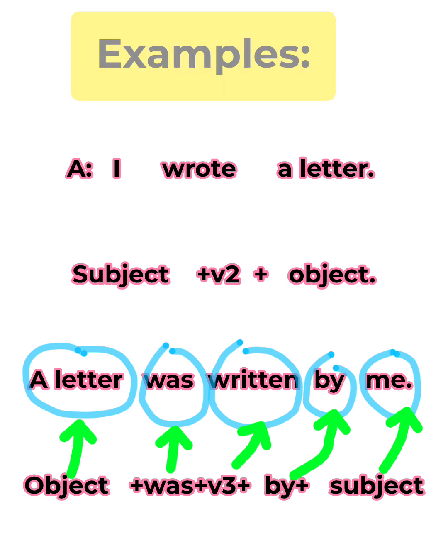A letter, object, then auxiliary verb was, because letter is singular, then written, third form, then by, and then the subject, me. I is the subject, but here we will use the objective case, me. Okay, this is the example. Let's proceed with many sentences so that you will understand better. This sentence I explained in detail, but next I will go quickly.